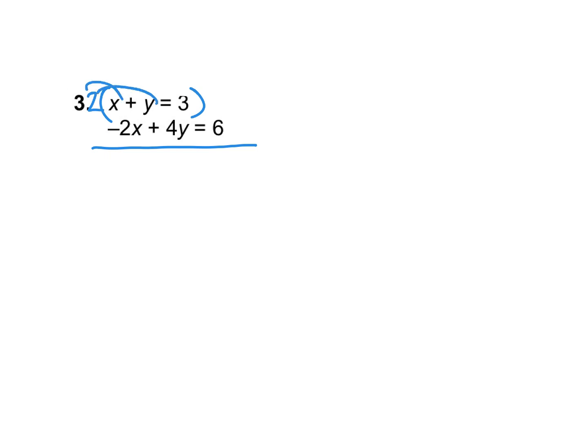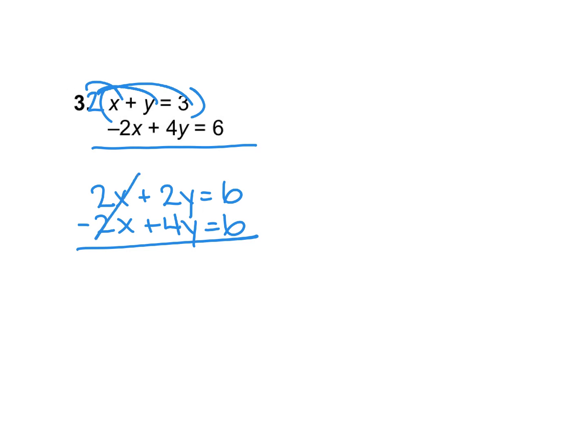And remember, don't forget to multiply all of the terms in that equation. That's a common mistake. So you've got 2x plus 2y is equal to 6. Negative 2x plus 4y is also equal to 6. There you go. Now our x's cancel out, and I'm going to have 2 plus 4 is 6, so I have 6y is equal to 6. I'm going to divide by 6, and then y is going to be equal to 1.